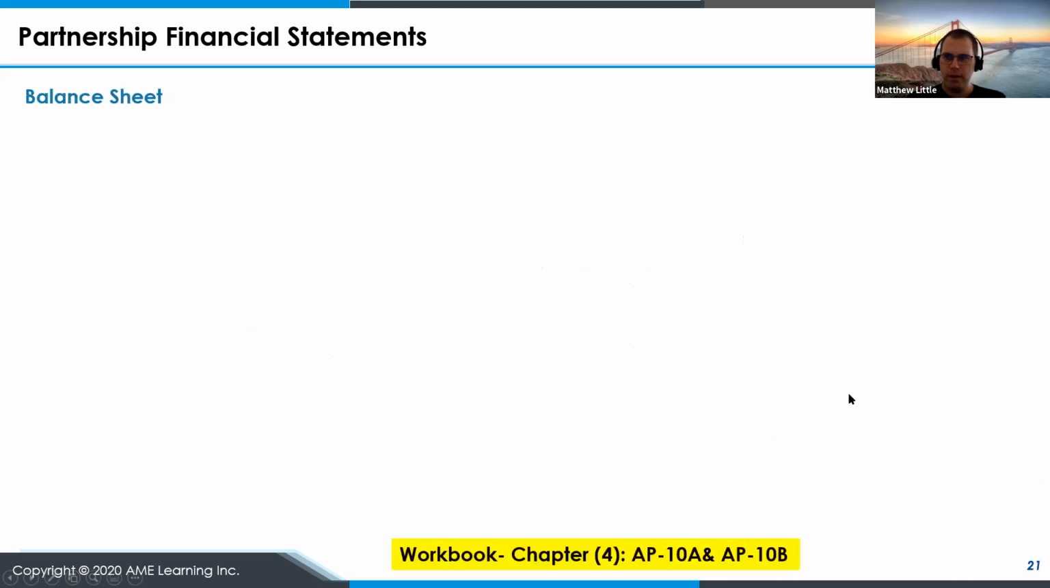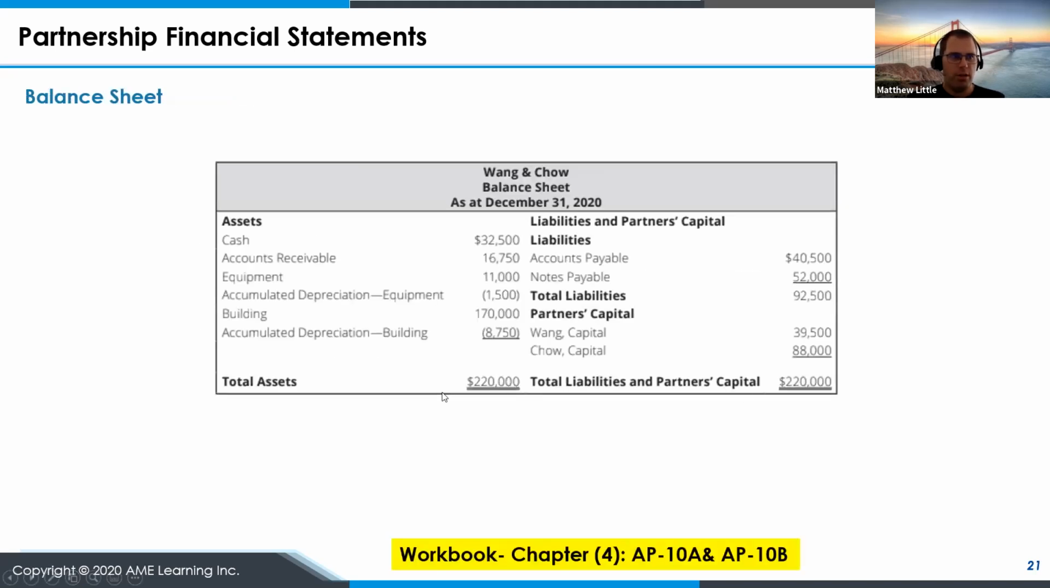All right. Let's look onto the balance sheet, what it would look like. So our assets on the left-hand side would look the same. We have cash, AR, equipment, and buildings, so our different long-term assets. Total assets of $220,000. And on the right-hand side, we would have our liabilities. And at the bottom, it would be called partners' capital. We'd have Wang capital and Chow capital.